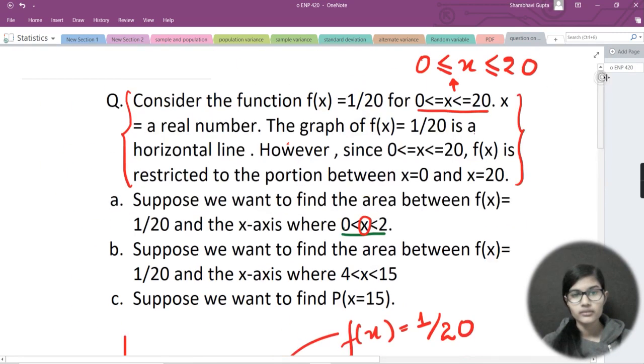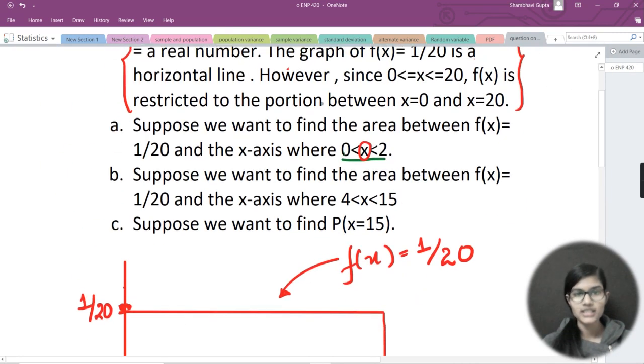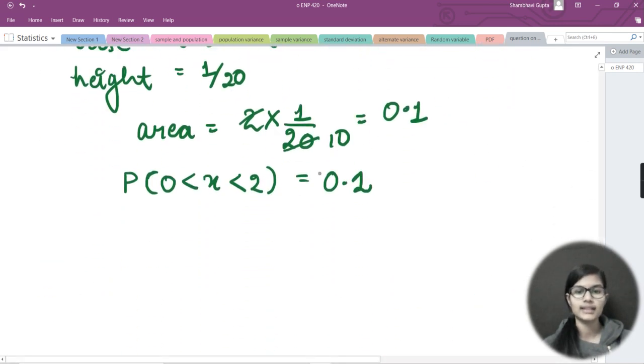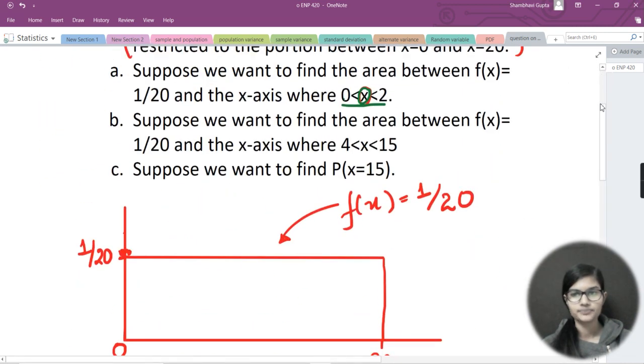So we want to find the same thing only, right? Suppose we want to find the area between f(x) is equal to 1 by 20 and the x-axis where 0 is less than x less than 2. So we want to find this, right? So now it is 0.1. So this is the area, right? So here we have found the probability, it is 0.1. Okay. So this was our first sub-question of the question which we were reading, right?